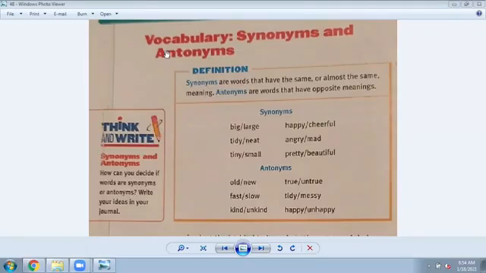All right, so let's talk about synonyms and antonyms. Does anybody remember synonyms and antonyms from last year? Raise your hand if you can tell me what a synonym or antonym is. A synonym is a word that means the same as another word, but they both have a different spelling.